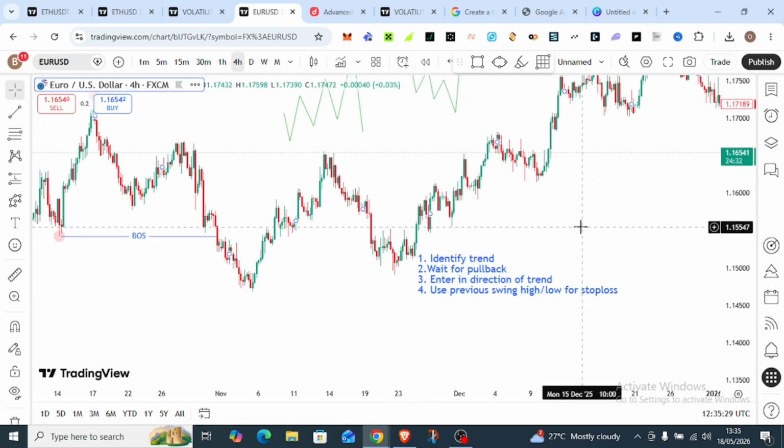In the next video, I'm going to make it more advanced. This is just an introductory part of market structure. So make sure you watch and understand this one to enable you understand the next video.